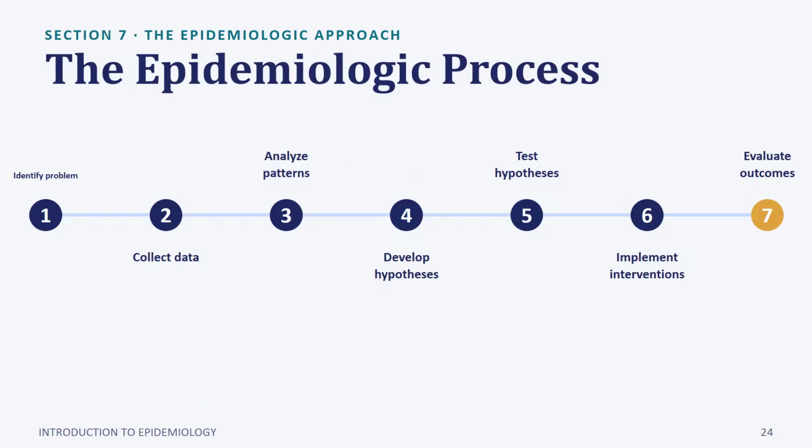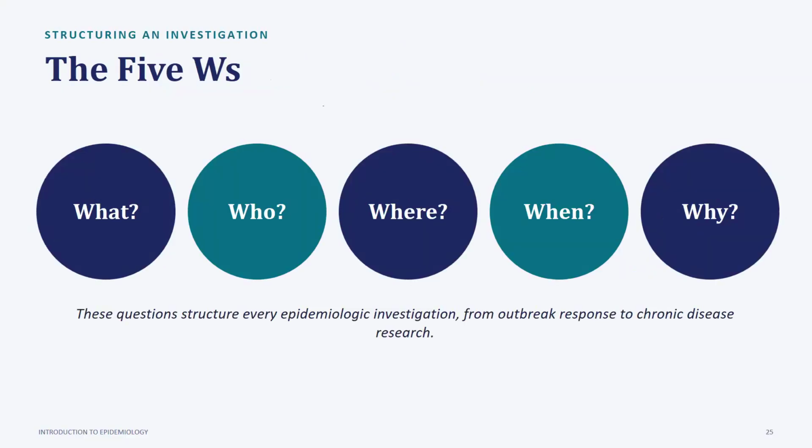So this is the epidemiologic process, where first of all we have to identify the problem. Then accordingly we collect the data, we analyze the patterns present in that data, and then we develop a hypothesis. Then we move to testing the hypothesis. Then we implement the interventions accordingly, and then we evaluate the outcomes from those interventions.